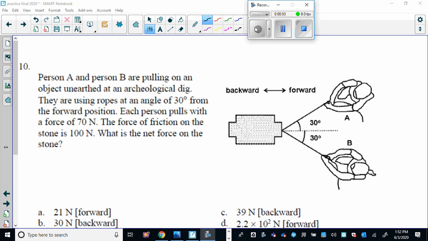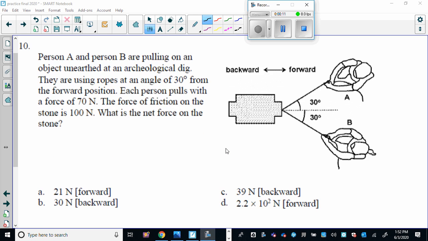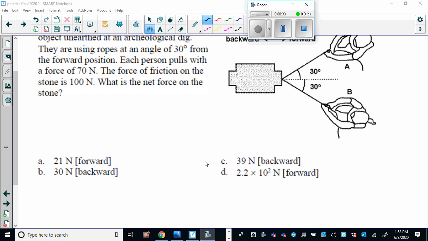Question 10 is another vector question, another important one for you to be able to do for Physics 30, but this time we're dealing with forces. So we have two people pulling on an object, both at a 30-degree angle and both with 70 newtons of force. Because they're pulling at the same angle and the same force, this question is a lot more straightforward, because basically we solve for one triangle, we've solved the other one.